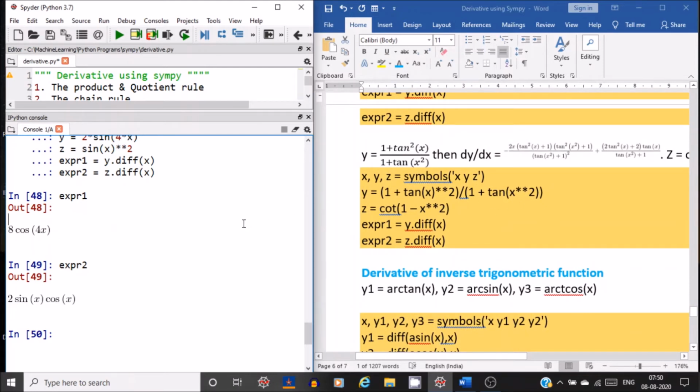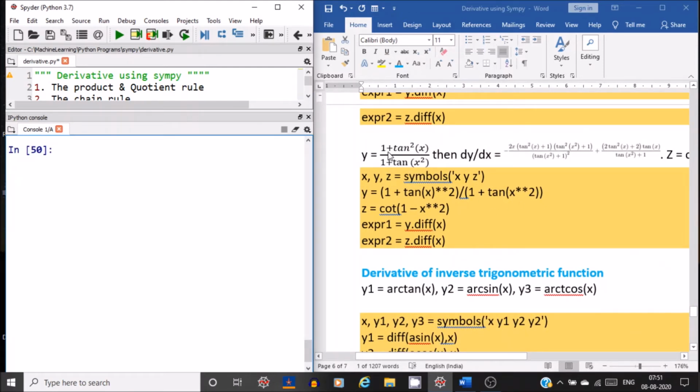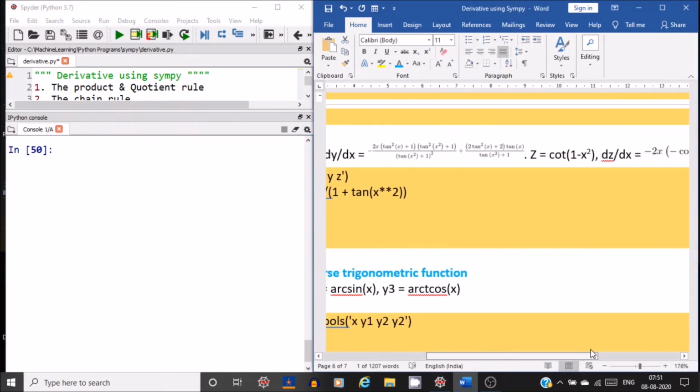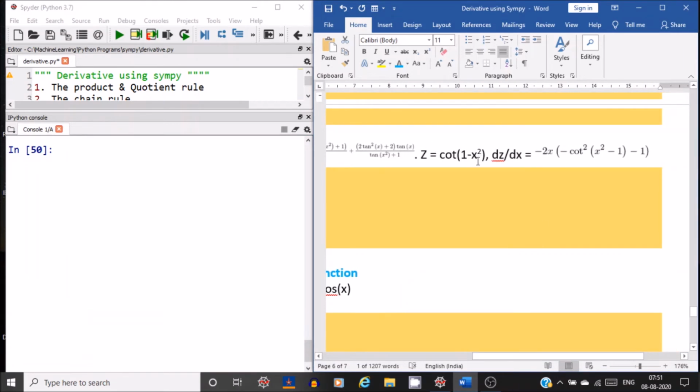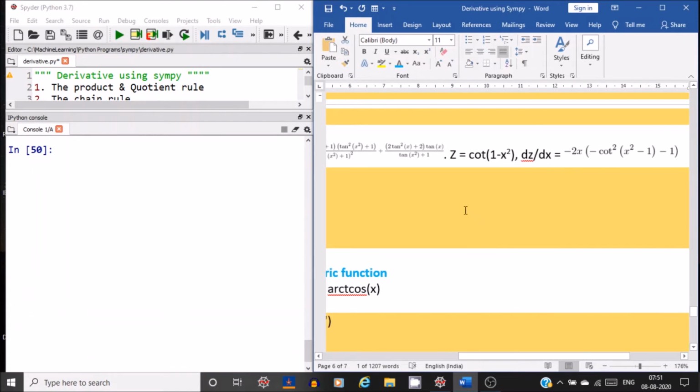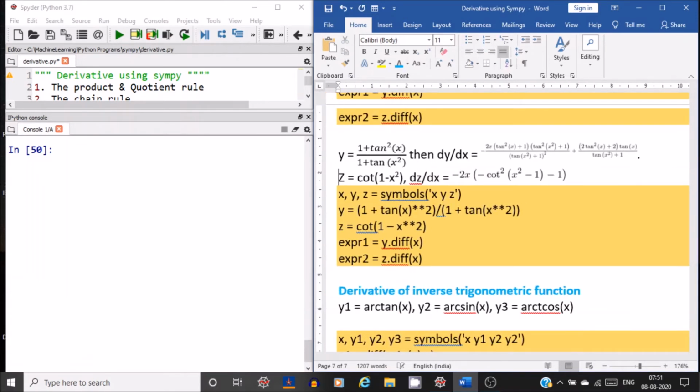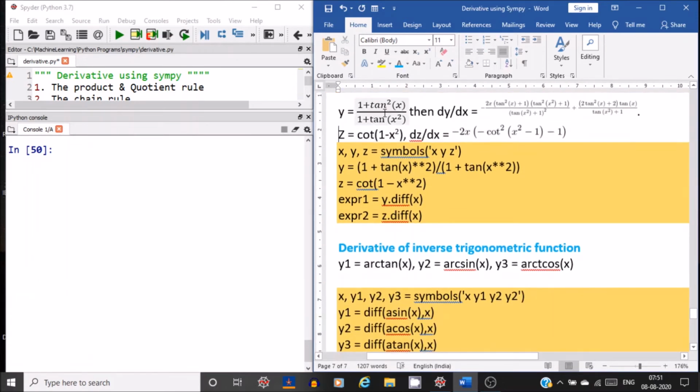Now we can see another more complicated example. Suppose y is equal to 1 plus tan square x by 1 plus tan x square. If this is the case, what is dy/dx? And if z is equal to cot of 1 minus x square, then identify dz/dx. It will be better if you write in a second line. So y is equal to this one and z is equal to this one. So we have to identify dy/dx and dz/dx.